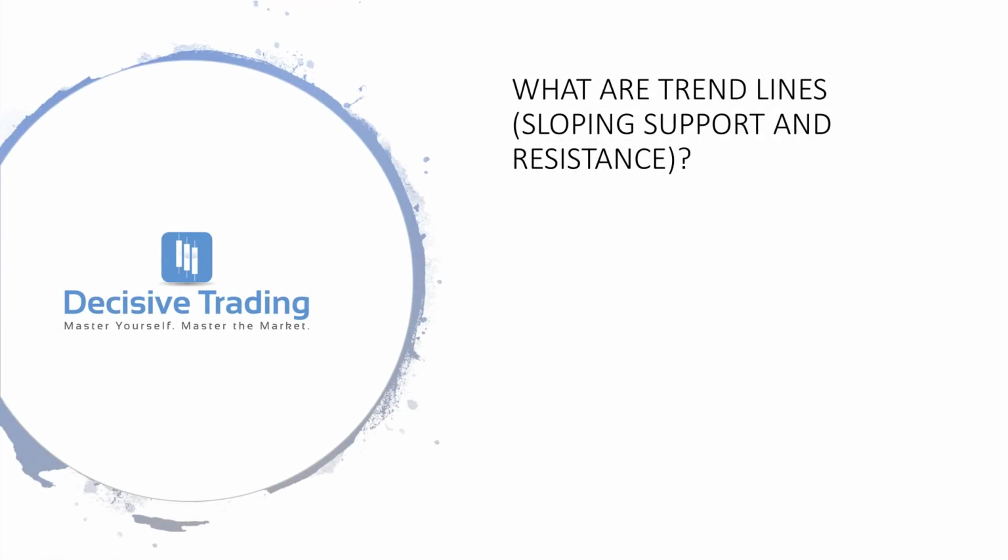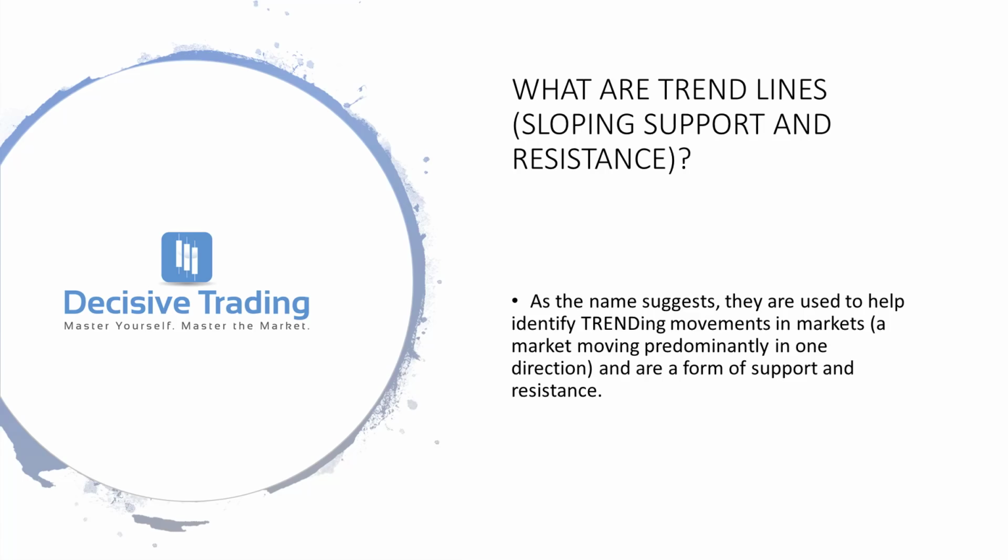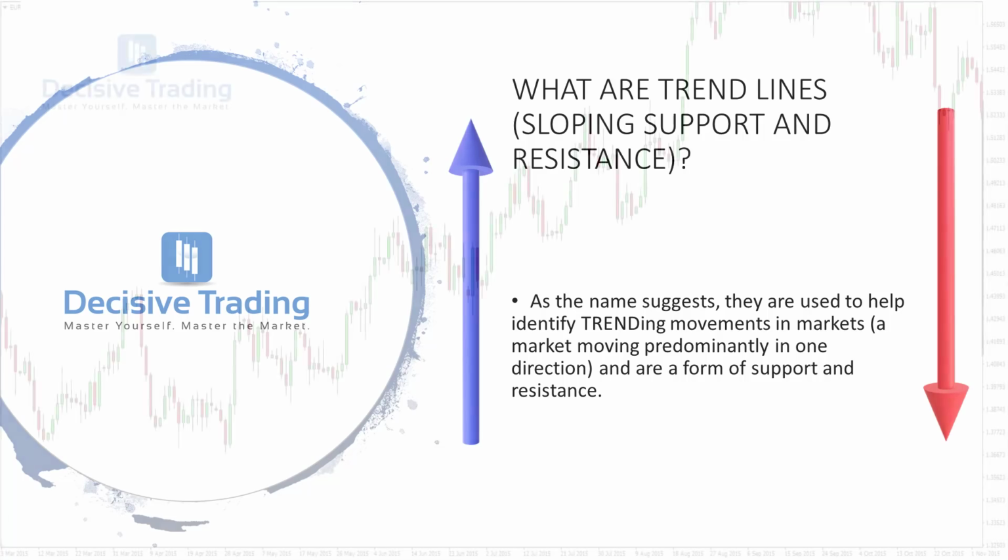Okay, let's get started. So what are trend lines or sloping support and resistance? As the name suggests, they are used to help identify trending movements in markets, a market moving predominantly in one direction, and are a form of support and resistance.